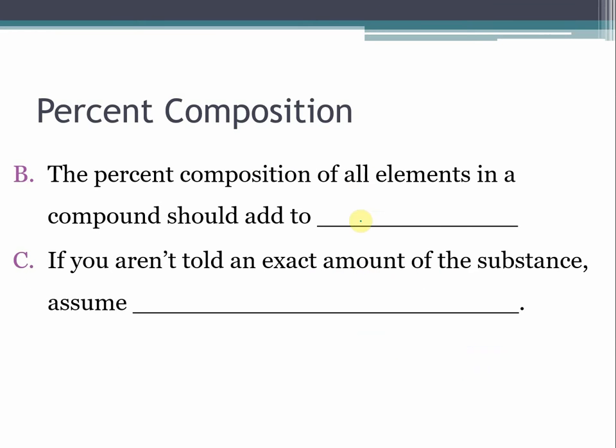Because it is a percentage, all of your percent compositions should add to 100-ish. You'll be rounding when you do these problems. Maybe it will be 99.99%, maybe it will be 100.01%, but it should be approximately 100%. And lastly, if you aren't told the amount of a substance, just assume that you are using 1 mole. On the flip side of this, if you are told the amount of a substance, use that amount in your calculations.